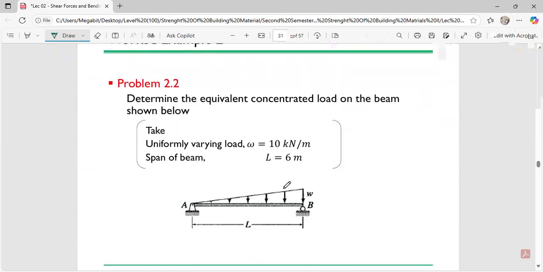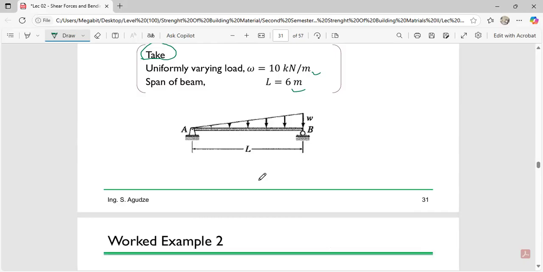So let's come to work example two. In work example two, you can see that this is a triangular load. And they say we should determine the equivalent concentrated load of the beam shown below. In the given, they say we should take the uniformly varying load to be 10 kilonewton per meter, and the span to be what? 6 meters. Okay, good. So this is also a simply supported beam which is carrying a uniformly varying load.